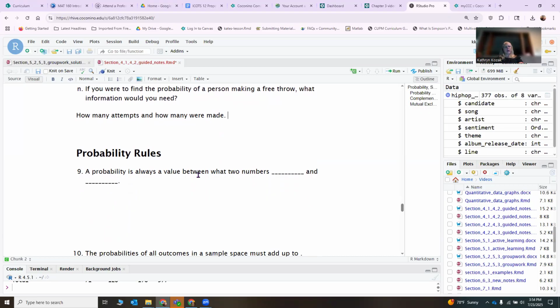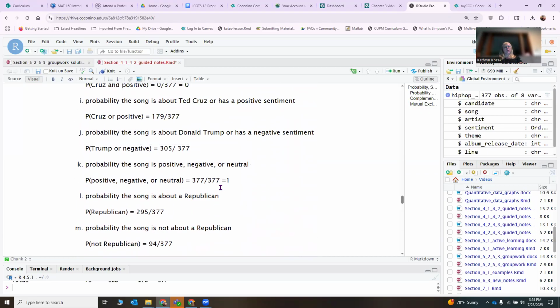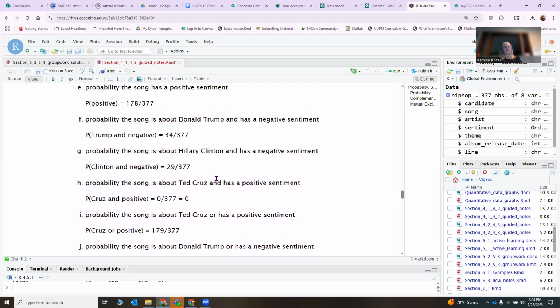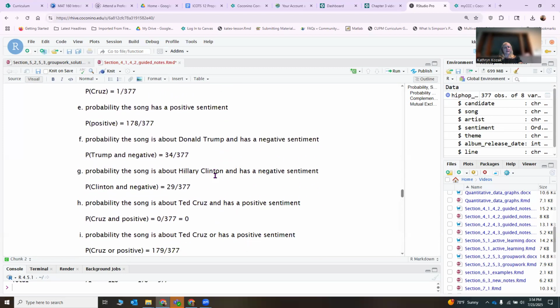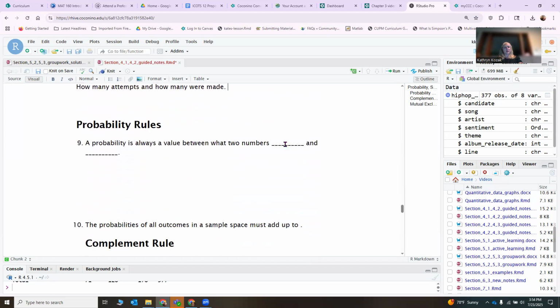All right, so let's get some probability rules. A probability is always a value between what two numbers? So if I go up here and look at this, I notice the smallest number I got was 0, and the biggest number I got was 1. So it's always between 0 and 1.